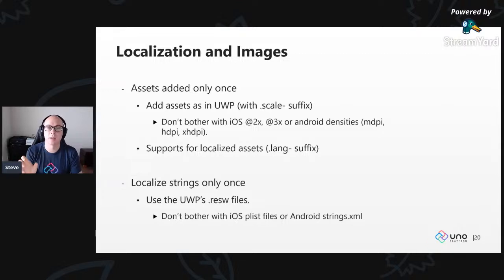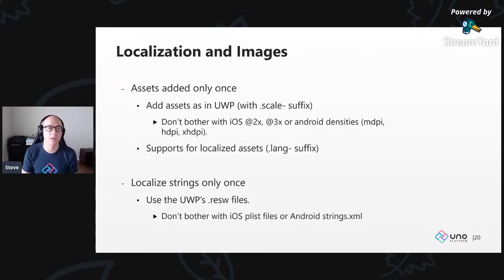You can have the scale suffix on your files if you wanted it to be placed into the proper folders. But basically, Uno will then take those and put them into the proper folders for you, depending on the platform that you're building. And it'll do everything for you, as well as support for localized assets. So if you set a .lang suffix on your images, it'll properly load the proper one depending on the localization that you have within your application.